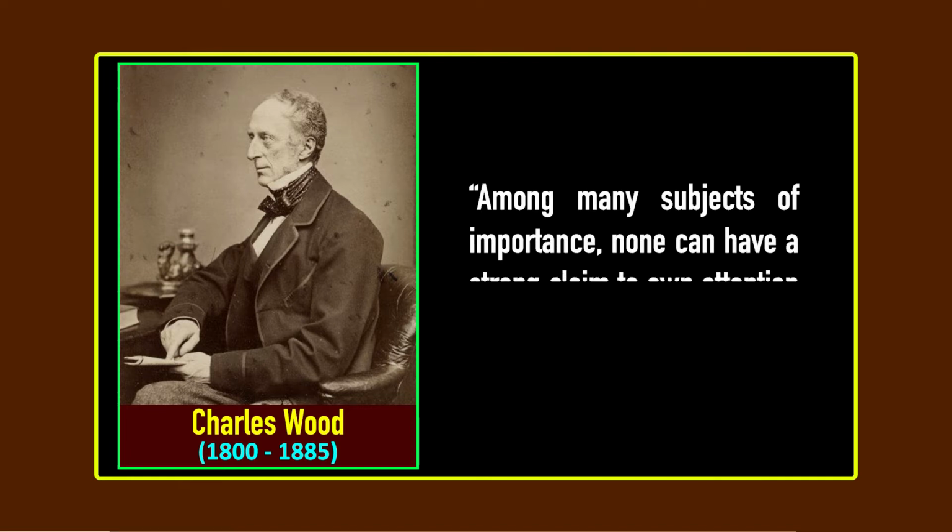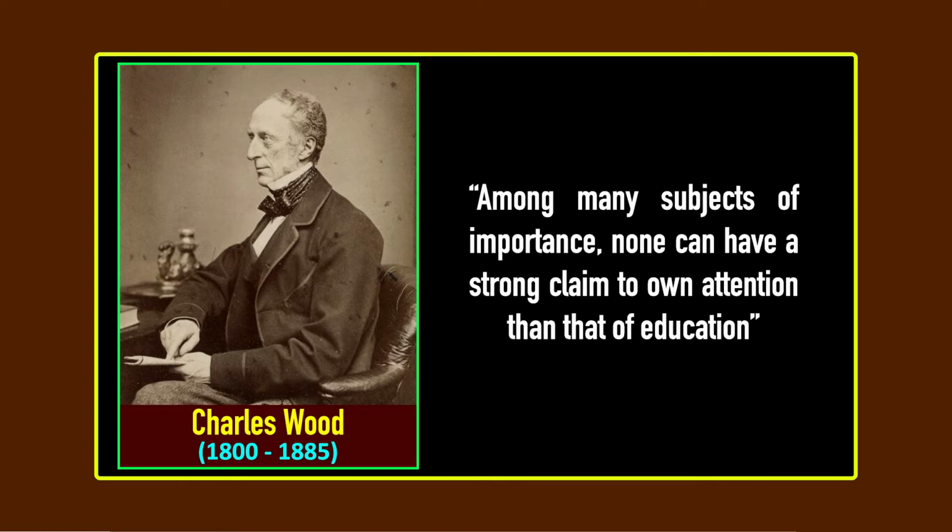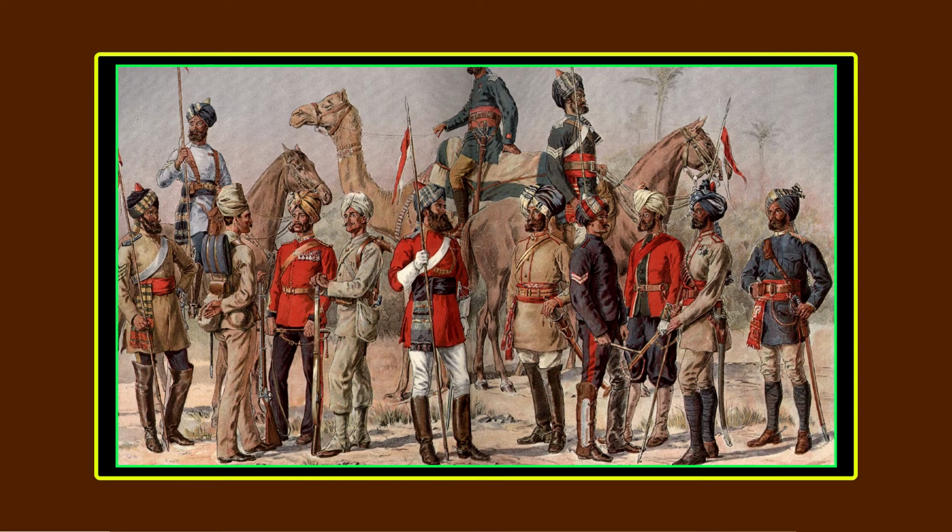The despatch for the first time clearly accepted that the responsibility of education in India lies on the British government. Wood in his despatch mentioned that among many subjects of importance, none can have a stronger claim to more attention than that of education. Then second, aim of education. The despatch defined the aim of education keeping in view the interests of Indians and British rule. The despatch maintained that education is to raise the intellectual fitness and moral character of Indians. At the same time, it was to prepare them to become supporters of British rule.